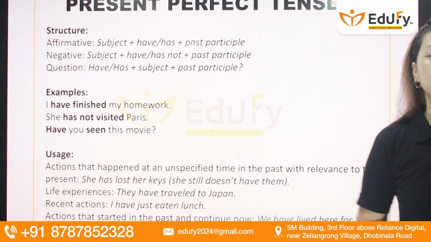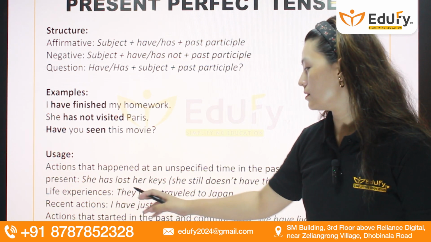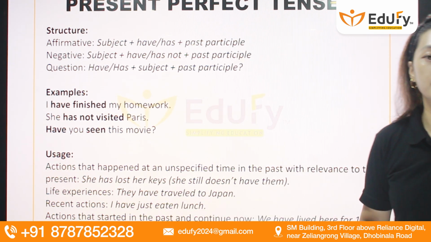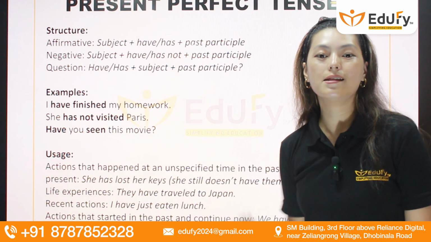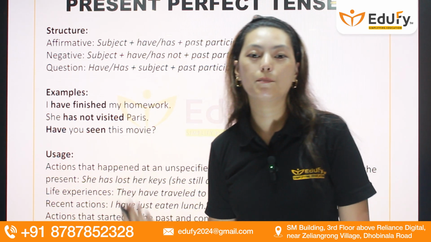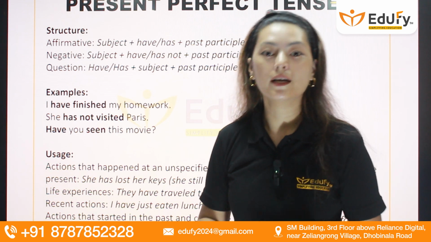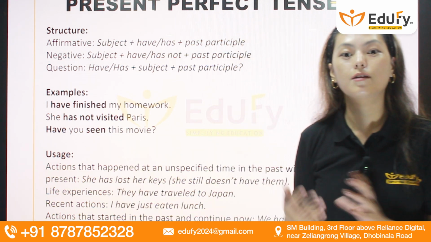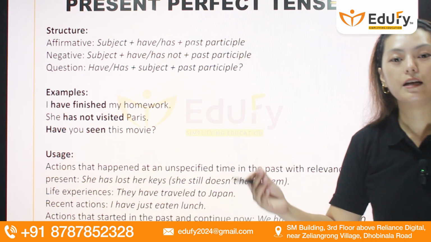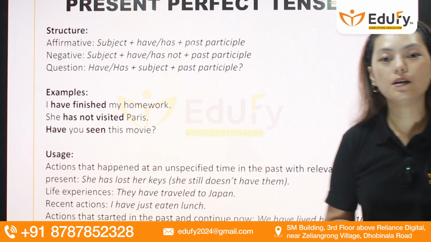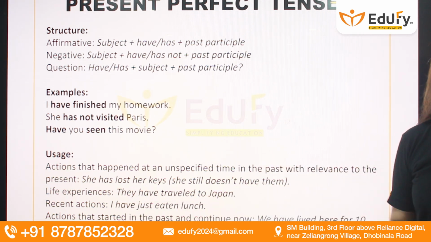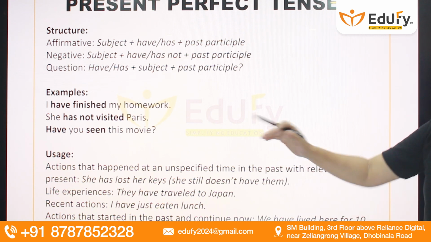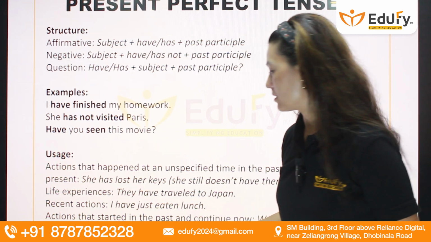Life experiences. If you have life experiences, they have traveled to Japan. Here we also see something that has a relation with the past and the present form. Your experience of the past will not change in the present, right? It will remain the same. So therefore, what has happened? We see a relation of the past to the present. Past experience to the present experience. So therefore, this is a present perfect tense.